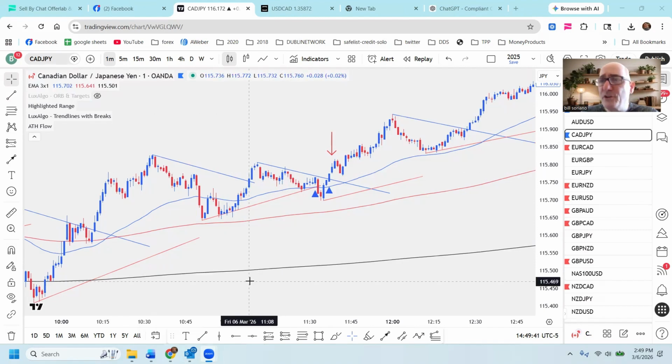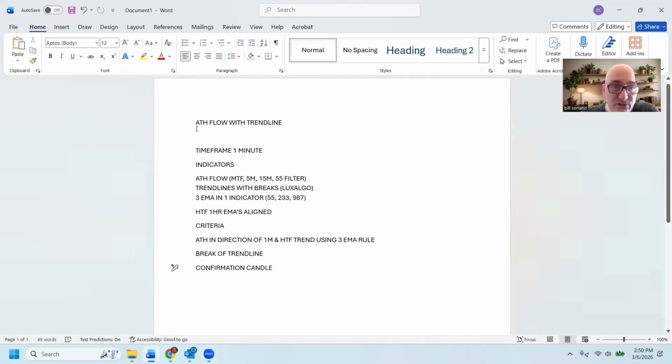Now, I'm going to show you these trades in my broker account as well, so that you know I did take them and I'm not just blowing smoke. But anyway, this was a trade after I got off with you that I took in CADJPY. I entered this trade on this 1138 candle. Again, we're on the 1 minute time frame, right? This is our ATH flow with the trend line.